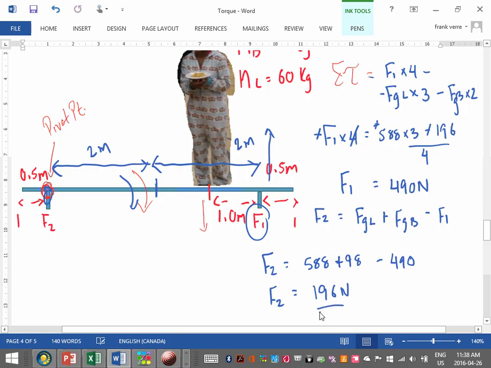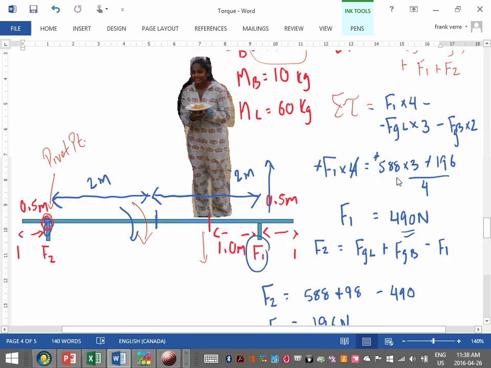Okay. And then as always, you should just see if that answer makes sense. Where's the higher force in this case? Yeah, and does it make sense? Well, she's closer to F1, so yeah, that does make sense. Okay? So there's another example where you can use torque to figure out the forces. In this case, it would be like on a beam or a bench. Okay? We'll do one more example.